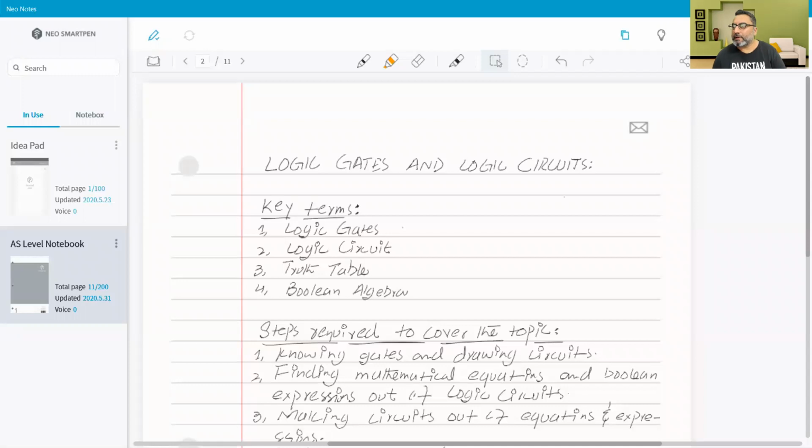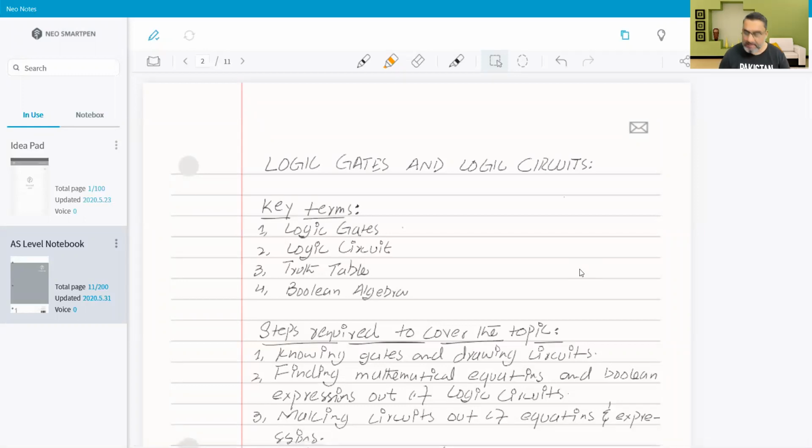As you can see over here, there are key terms that we need to first discuss. These key terms are logic gates. Logic gates in electronic circuits rely on on and off logic. The most common ones are NOT, AND, OR, NAND, and exclusive OR. We have these six and NOT in our syllabus.